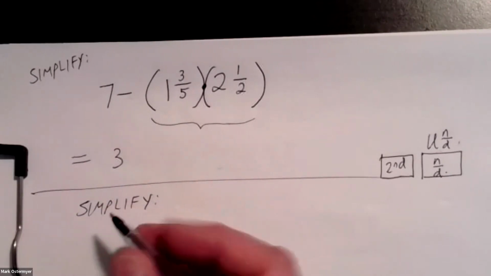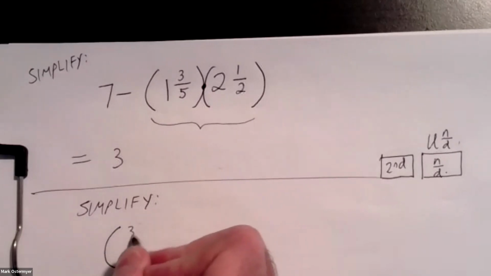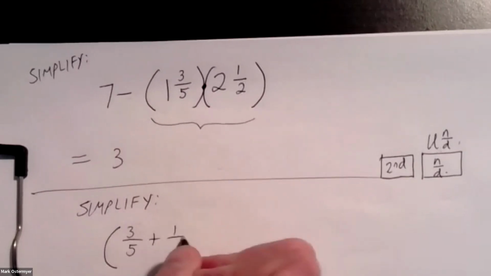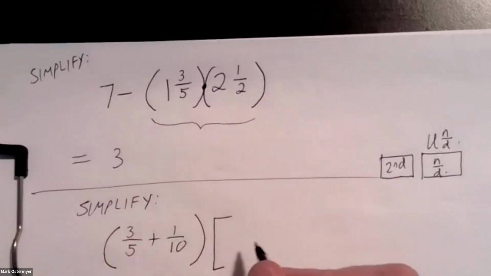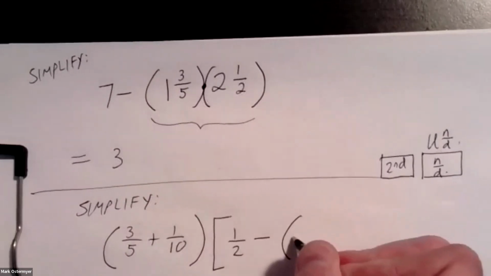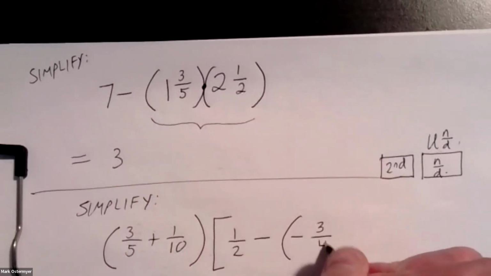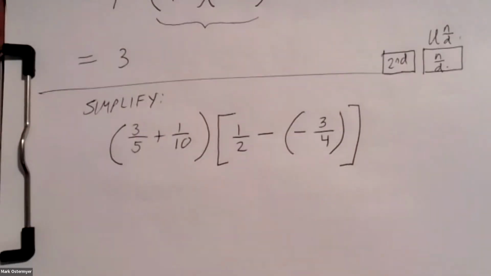All right. Let's try this one here. Let's try to simplify this one. Open parenthesis. We got 3/5 plus 1/10 closed parenthesis. And now they have a big old open bracket here. And they say 1/2 subtract the fraction -3/4. They want us to simplify this expression.